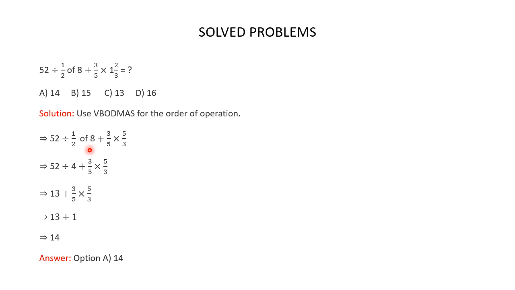So half of 8 is 4. So now you have 52 divided by 4 plus 3 by 5 multiplied by 5 by 3. The next operation is division. So 52 divided by 4 is 13. So now you have 13 plus 3 by 5 multiplied by 5 by 3. Now do multiplication. So 3 by 5 multiplied by 5 by 3 is 1. So finally you get 13 plus 1, which is 14. So the correct answer is option A, 14.